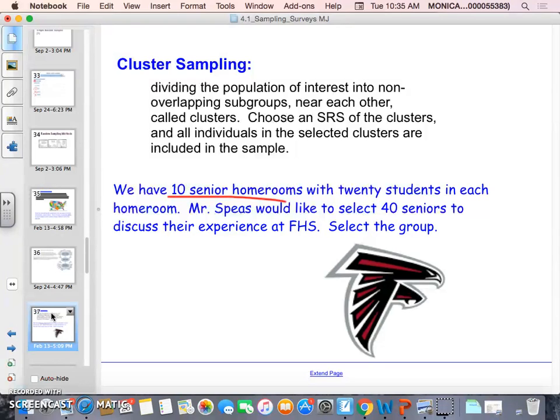So if Mr. Spies would like to select 40 seniors to discuss their experience at Fulton High School, all he would have to do is select 2 homerooms randomly from the 10 senior homerooms. And then he would survey the entire class of 20. So in a cluster, the subgroups.